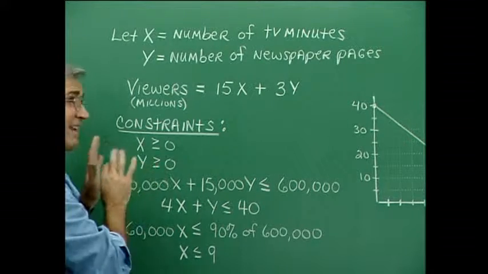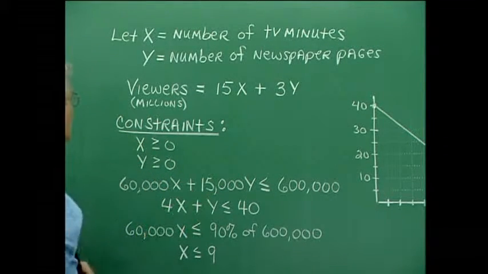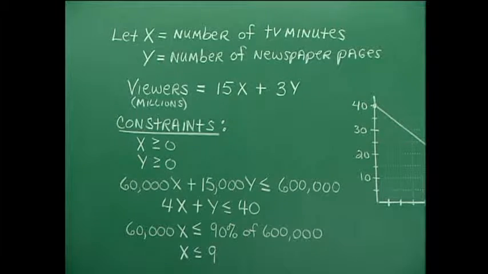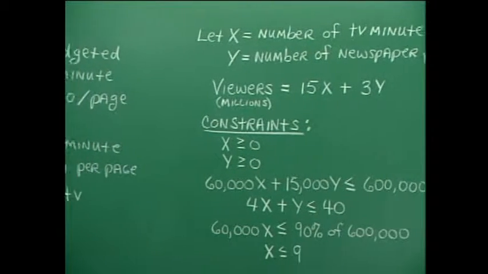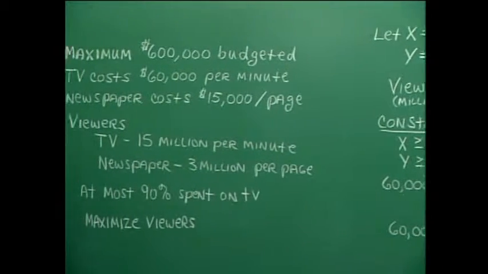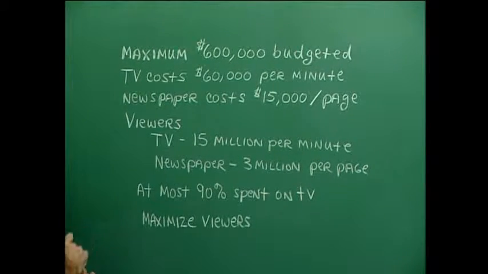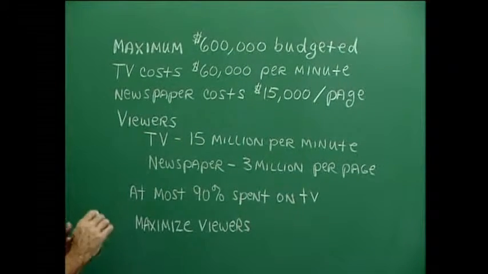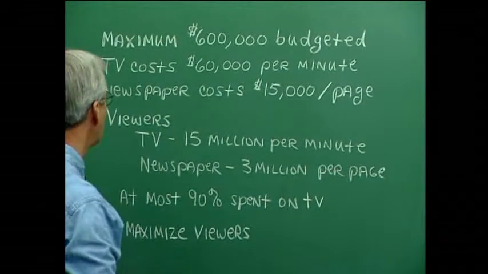All right, now we go fetch the information about constraints. Notice I've already written a couple of constraints here. X and Y are greater than or equal to 0, because it doesn't make any sense for us to have negative values for TV time or number of pages of ad space in newspapers.